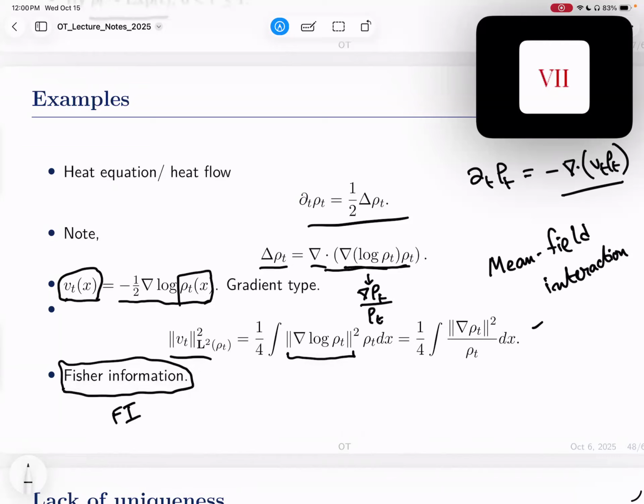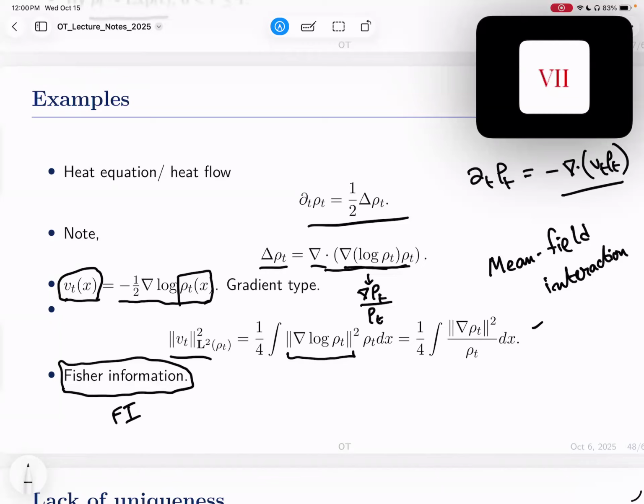So when is this absolutely continuous? When the integral of the square root of this Fisher information from time 0 to 1 is finite, then this solution of the heat flow is also going to be an absolutely continuous curve on the Wasserstein space. Good.